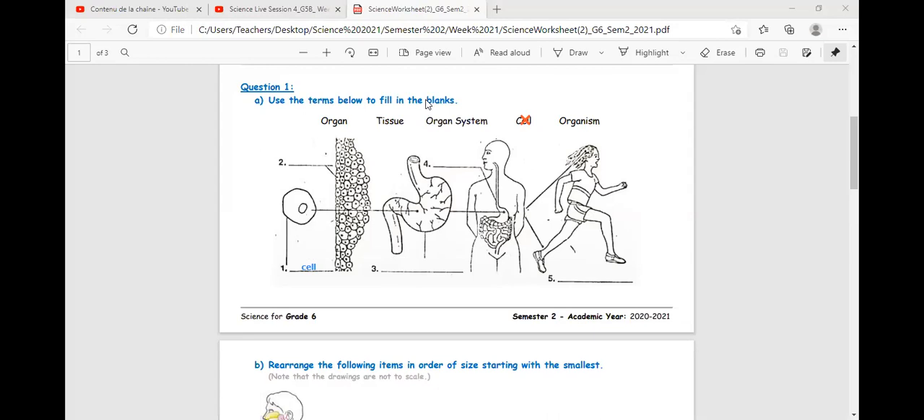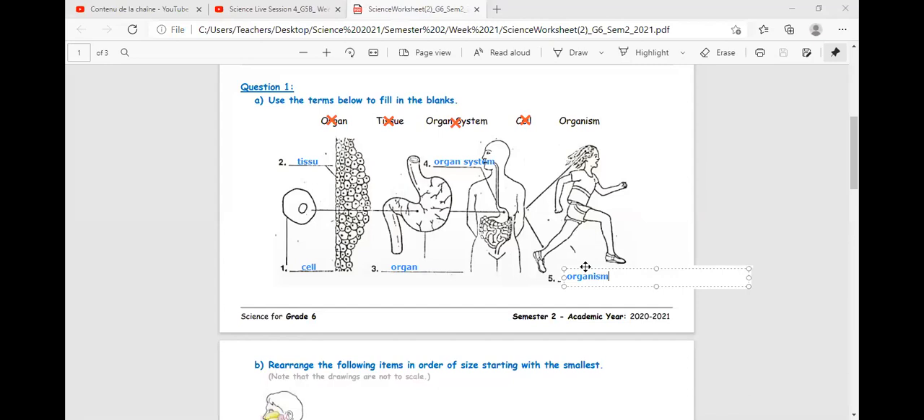But then a group of similar cells builds what? A tissue. Great. Then different kinds of tissues make an organ. Excellent. And each organ in our body has its own job. Many organs work together to build an organ system. And all the systems together work together to build an organism.